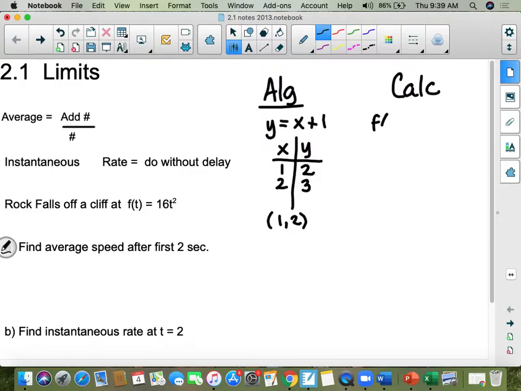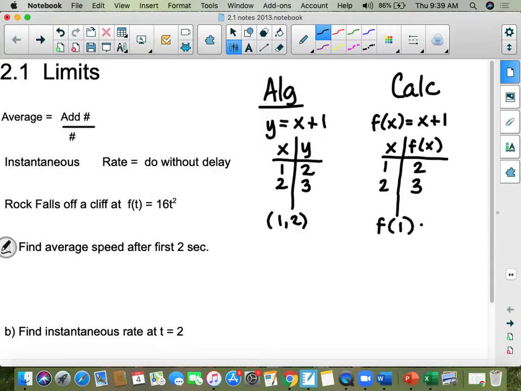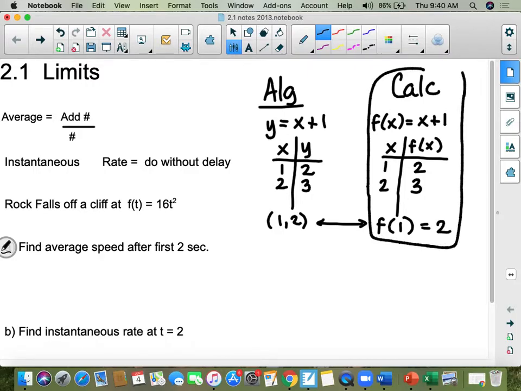And now, what does it look like more in calculus form? Instead of y, they use f of x equals x plus 1. The chart is x and f of x. You can still put a 1 in there and get a 2. You can put a 2 in there and get a 3. They don't write an ordered pair in calculus. Instead, they say f of 1 equals 2. See the difference between algebra and calculus? It's very important that you understand how it's worded.